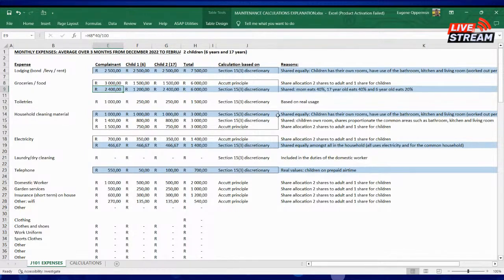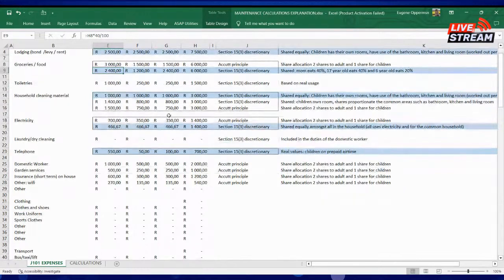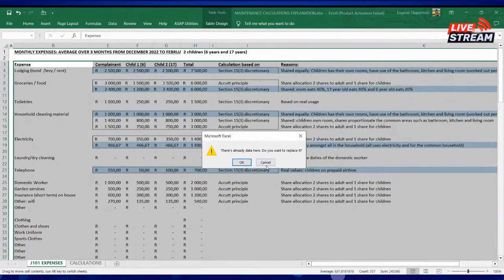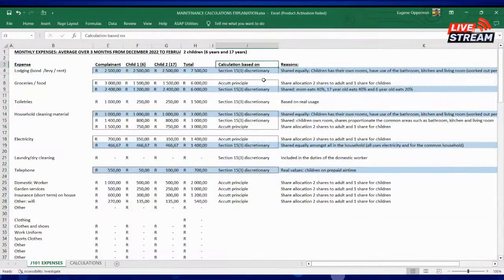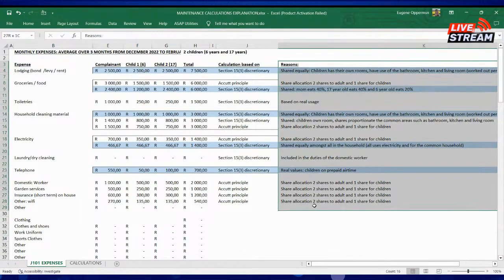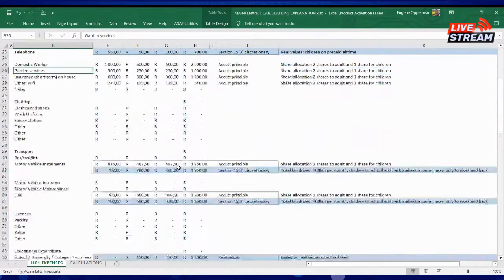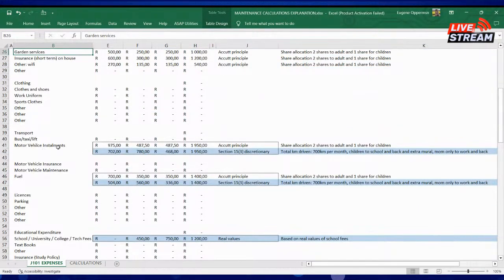Same goes for cleaning material. There we've used the exact same principle that you could do all throughout, as long as you can say what your calculation is based on, and the reasons for that, and you can justify that. That would suffice. Same goes for domestic worker, garden services, insurance, same. Motor vehicles, the installments, exactly the same.